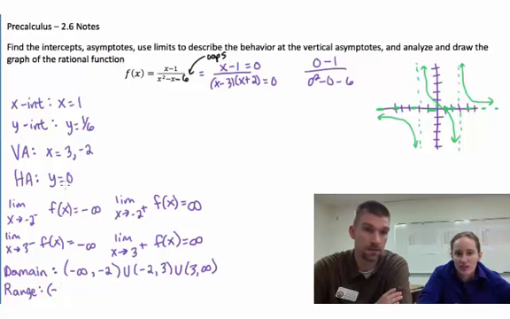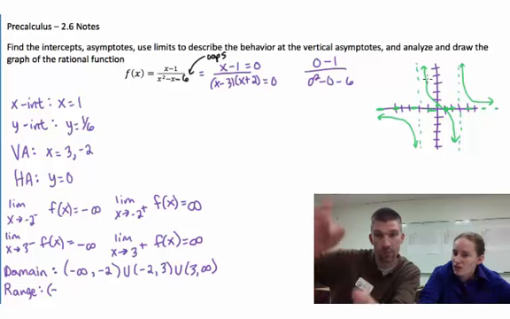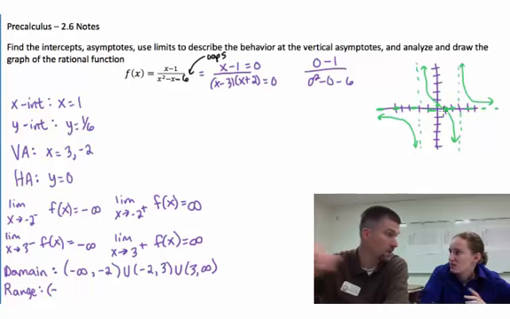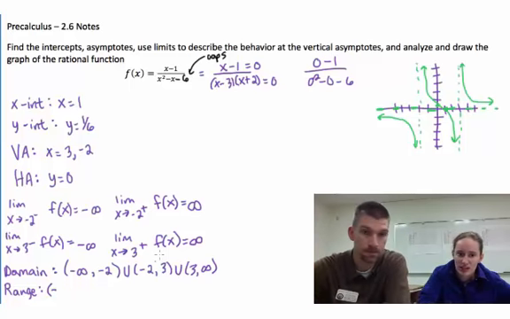Range. The only issue is at y equals 0, but wait, here in the middle we do have some values. It crosses right through there. So any y value we want, we could get an answer for, because right there in the middle the graph crosses the horizontal asymptote.